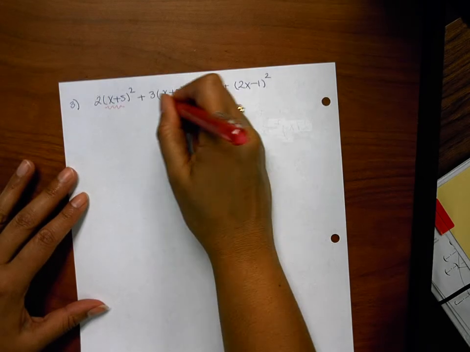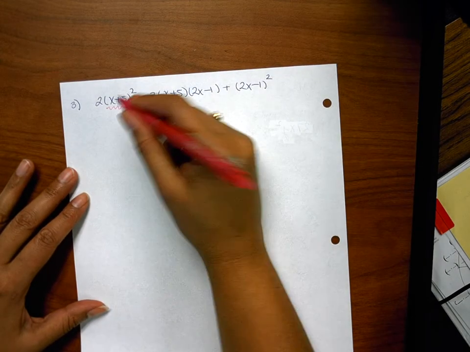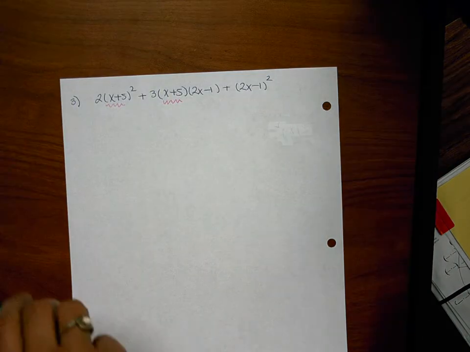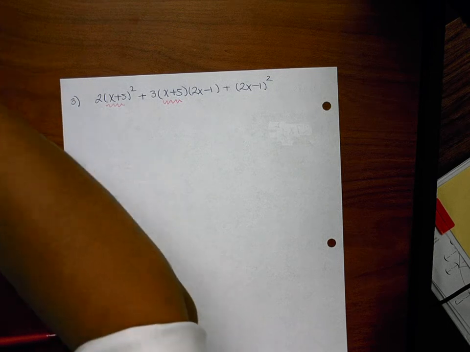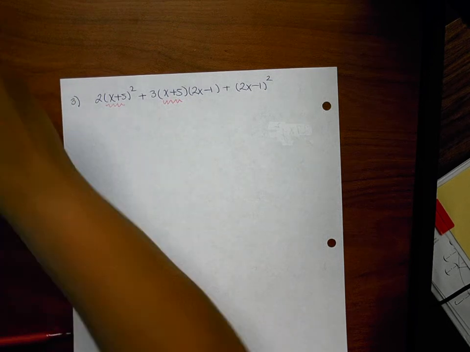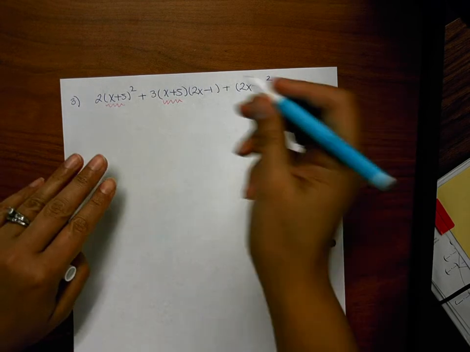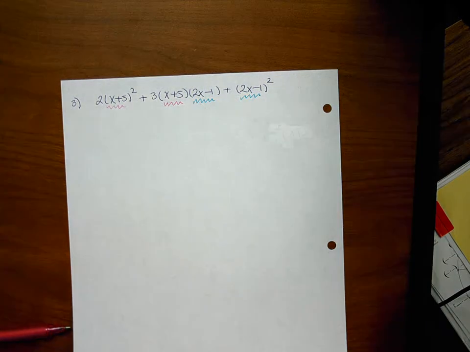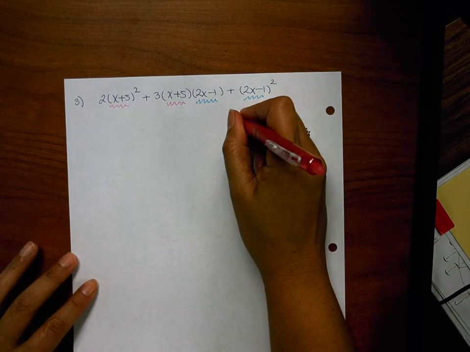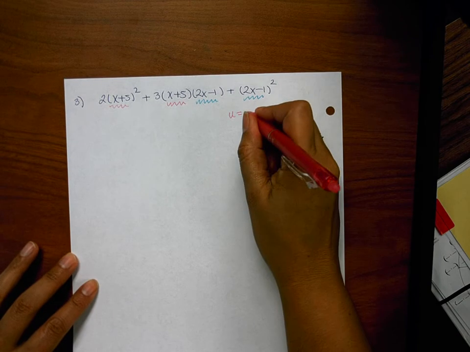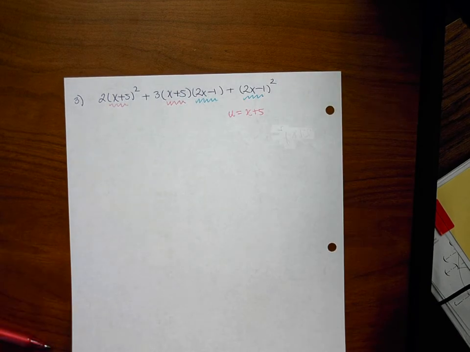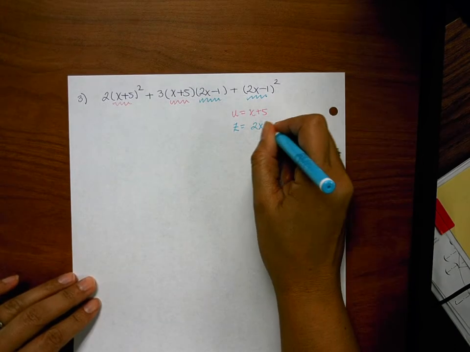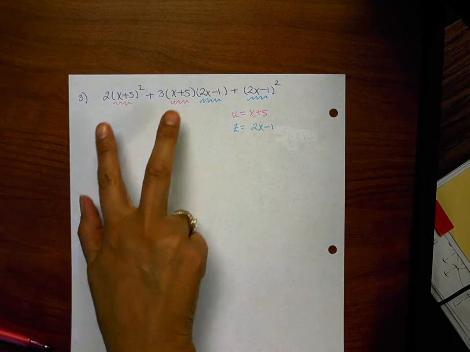Okay, so I am going to recognize that I have an x plus 5 here and an x plus 5 there. I also have a 2x minus 1 here and a 2x minus 1 there. So I am going to use substitution again. I'm going to let u equal x plus 5, because I don't want to use x, and we'll use z equal 2x minus 1.